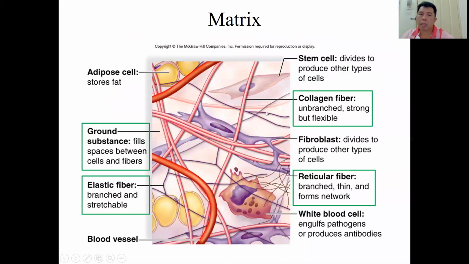Okay, now look at here. This diagram shows you some of the specialized cells, and also you can see the collagen fiber, and here the ground substances. This is the elastic fiber, and the reticular fiber. In the box, they are the matrix, the extracellular matrix. The rest are the specialized cells.